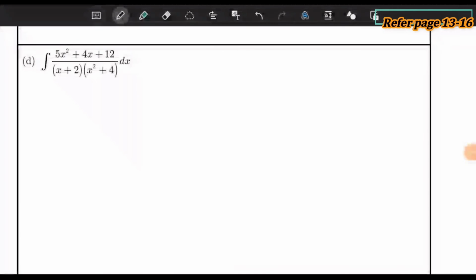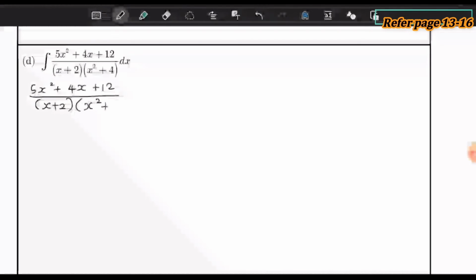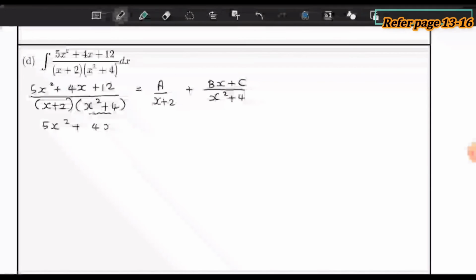For part D, we have (5x² + 4x + 12)/((x + 2)(x² + 4)). x² + 4 is a quadratic factor that cannot be factorized anymore, so we will proceed to use the quadratic factor. So we have a/(x + 2) plus (bx + c)/(x² + 4). By equating the numerator, we have 5x² + 4x + 12 equal to a times (x² + 4) plus (x + 2) times (bx + c).